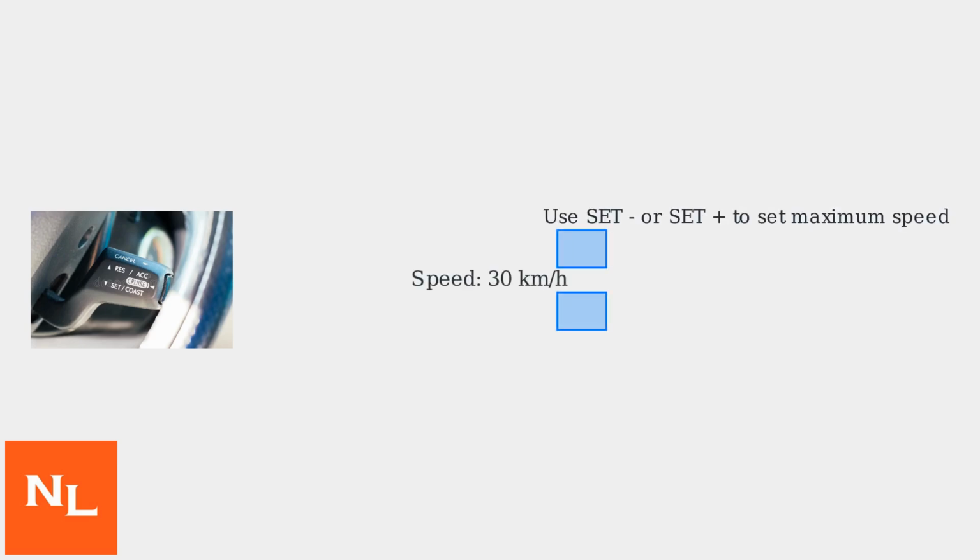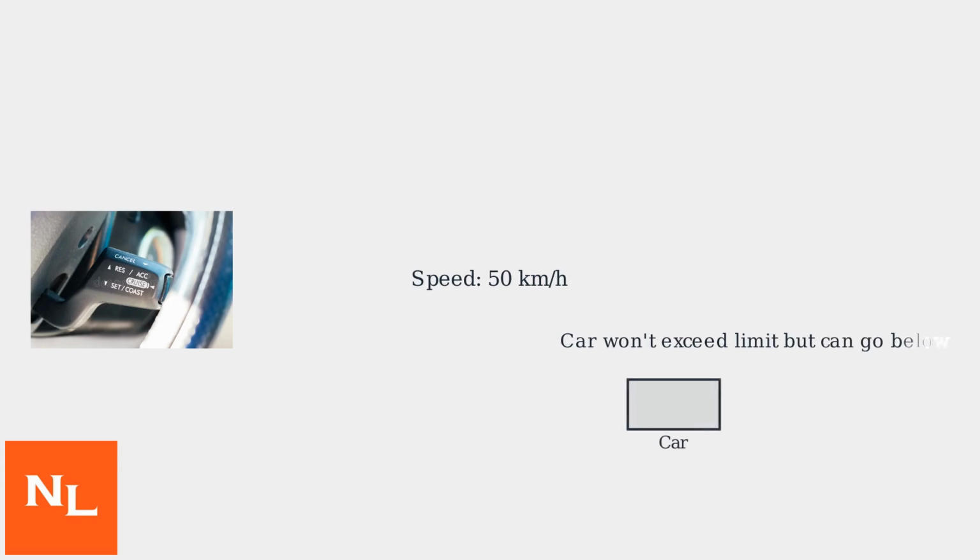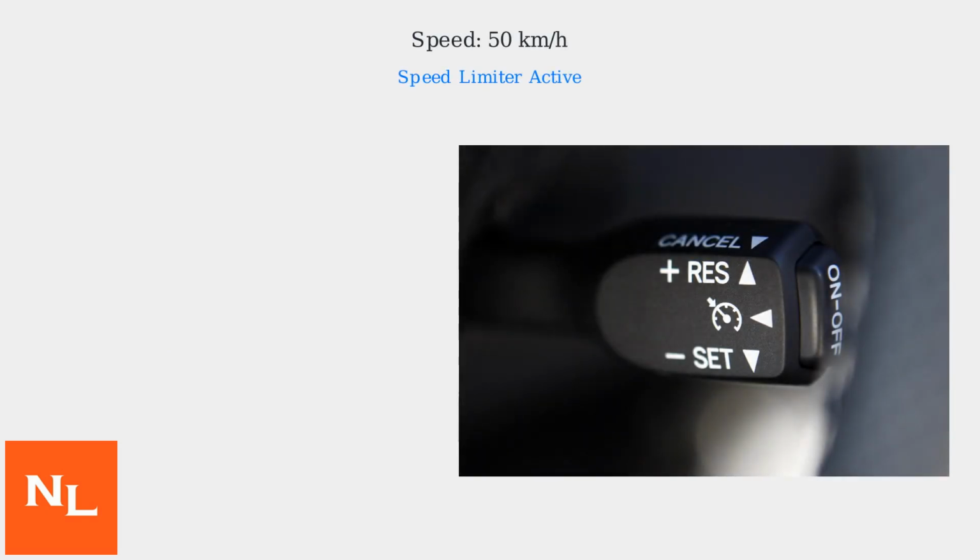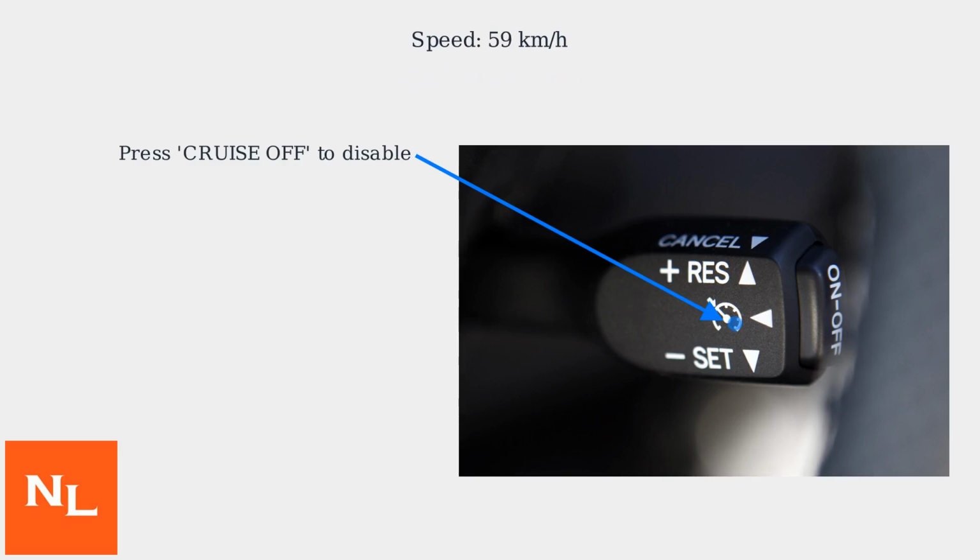To use the speed limiter, first toggle to limiter mode using the limit button on the stalk. Then set your desired maximum speed using the Set Minus or Set Plus buttons. The car will not exceed this speed limit, though you can still accelerate below it if needed. To completely disable the speed limiter, press the Cruise Off button. This will deactivate the system, allowing you to accelerate freely without any speed restrictions.